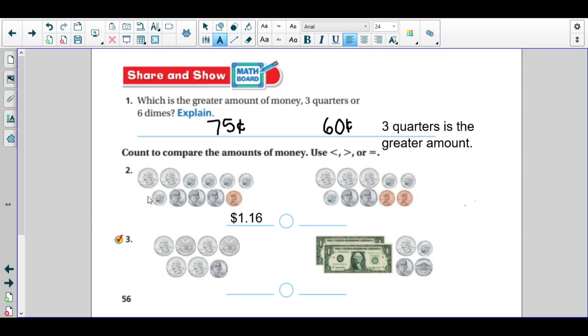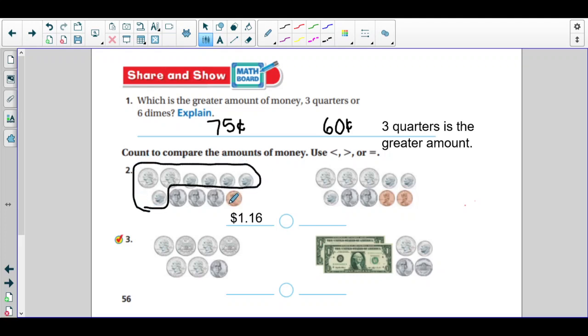And then let's see what we end up with over here. All right. And by the way, when I counted, I counted 25, 50, 60, 70, 80, 90, 100. So once I got to 100, that's $1. But when I counted, I kept going. I said 100, 105, 110, 115, 116. So I have 116 cents. But as far as cents is concerned, once I get past 100, it carries over to the dollar.